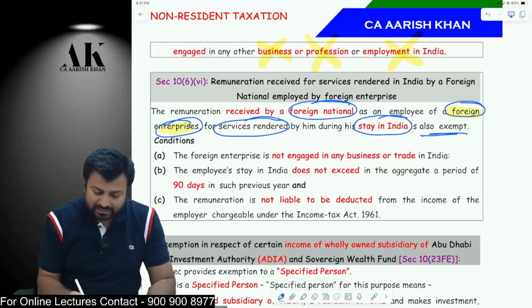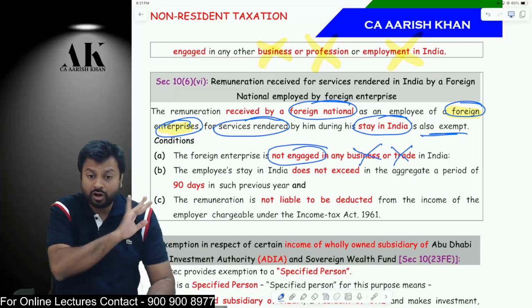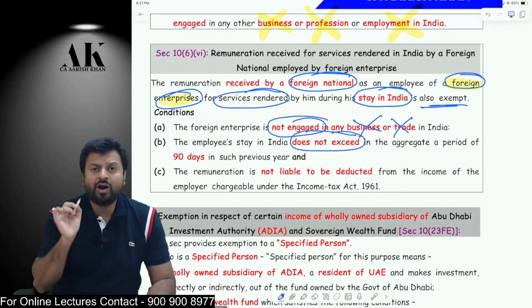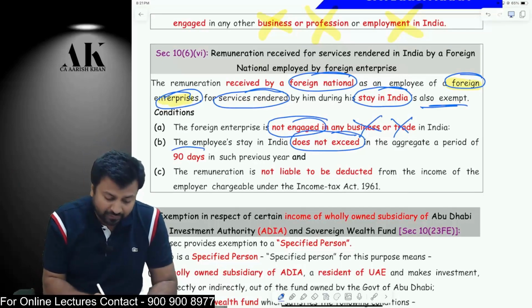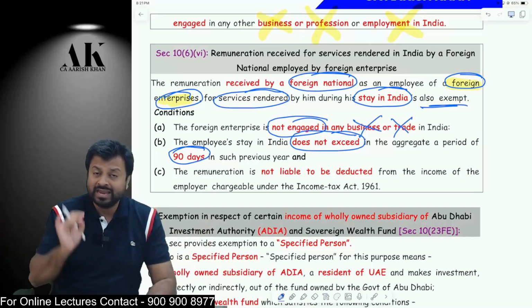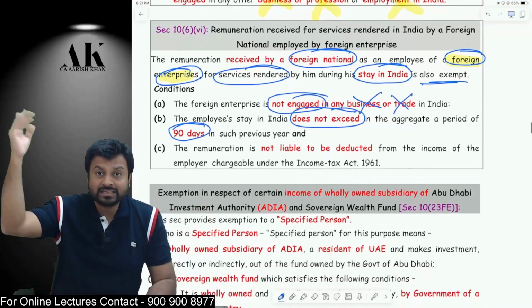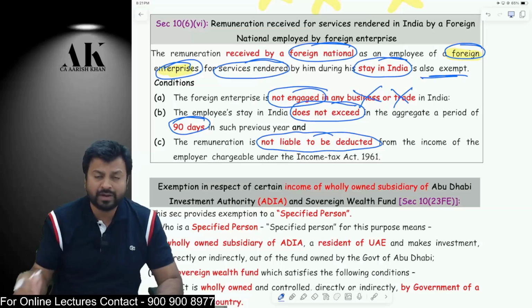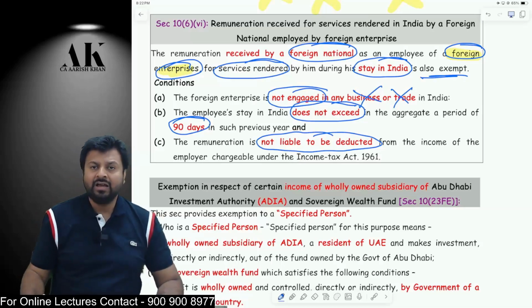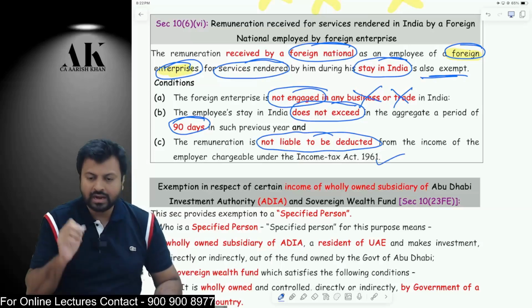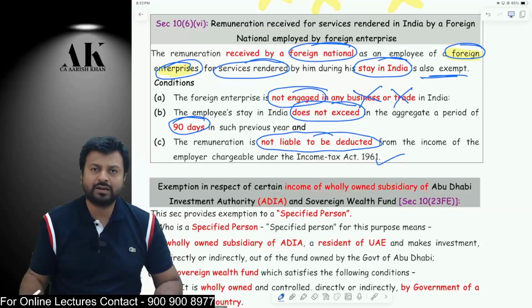Subject to three conditions. First, that foreign company should not be engaged in any business or trade in India. Secondly, that employee does not exceed his stay in India for more than 90 days. He can stay up to 90 days, but he should not stay for more than 90 days. Okay. And third, that foreign company, that is the employer, should not claim that expense as a deduction. Whatever remuneration is paid to the employee when he was in India up to 90 days, that remuneration should not be claimed as a deduction under any provisions of the Income Tax Act 1961.